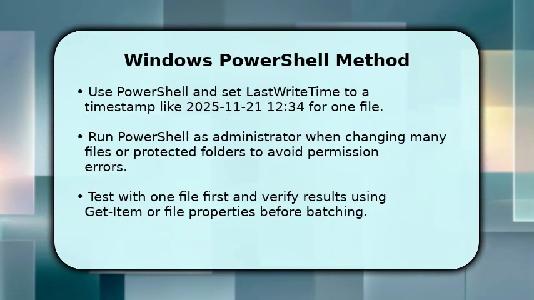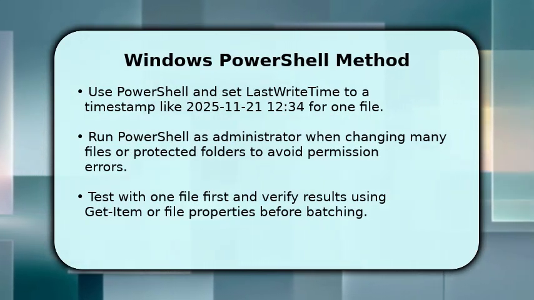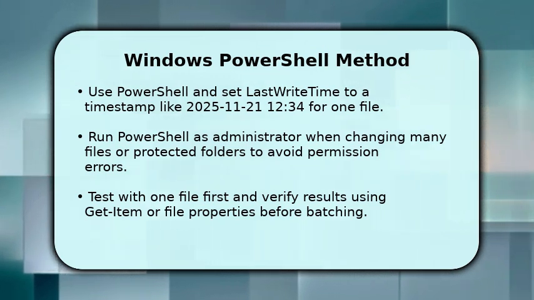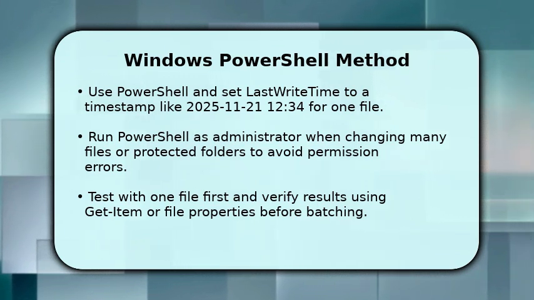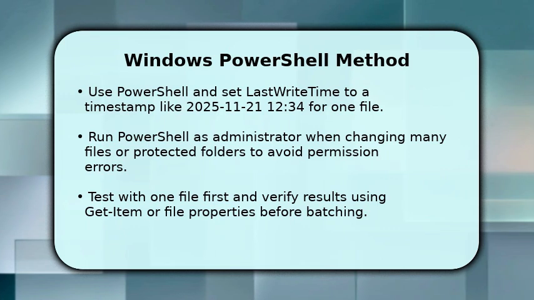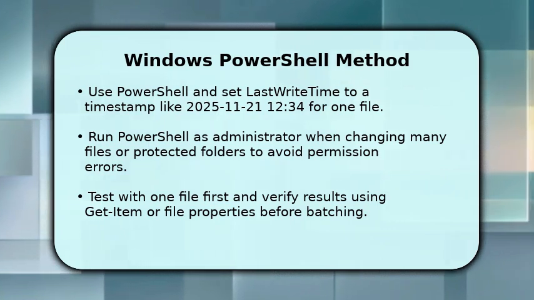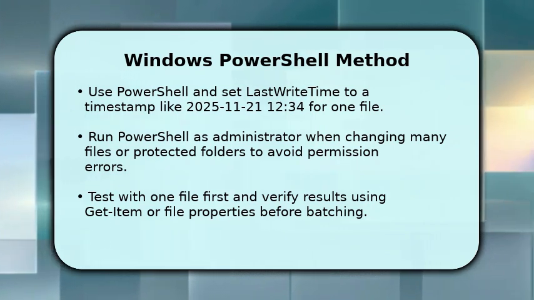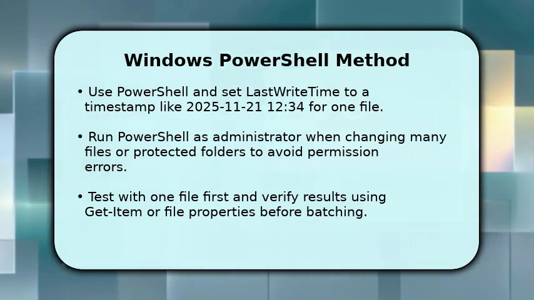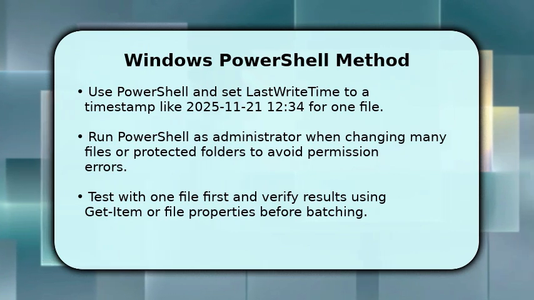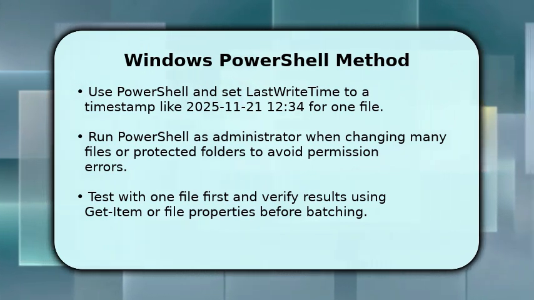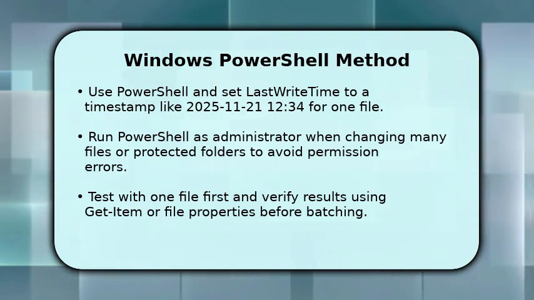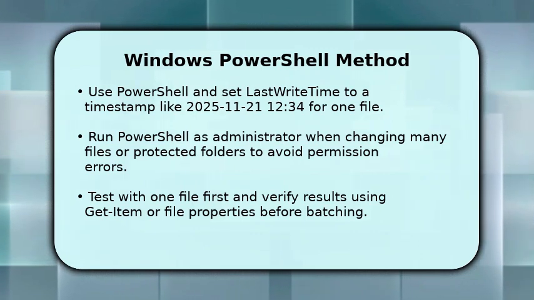Open PowerShell as administrator to avoid permission errors when editing system or many files. Use an exact timestamp format when assigning dates, for example 2025-11-21 12:34. Run this command: Get-Item /path/to/file.txt, then set LastWriteTime equal to 2025-11-21 12:34. Verify results with Get-Item /path/to/file.txt or view file properties. Test with one file first and verify results before applying changes in bulk.